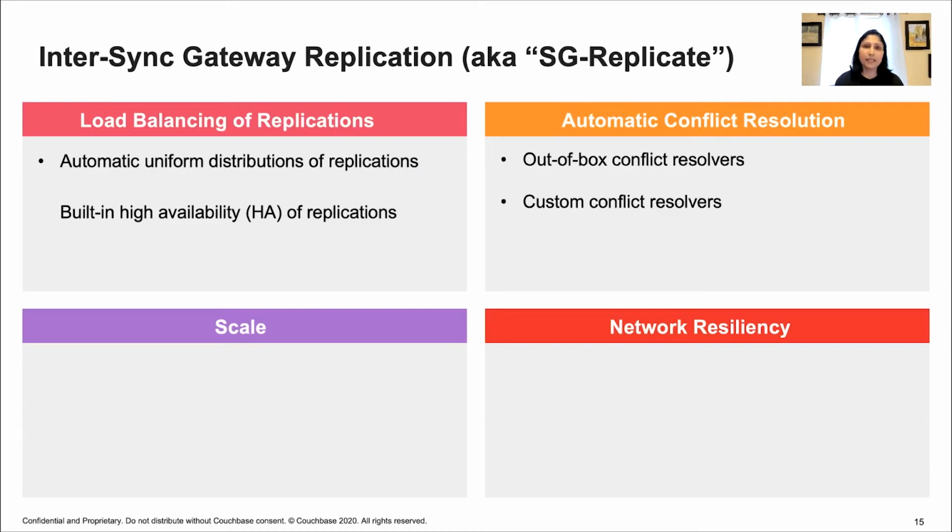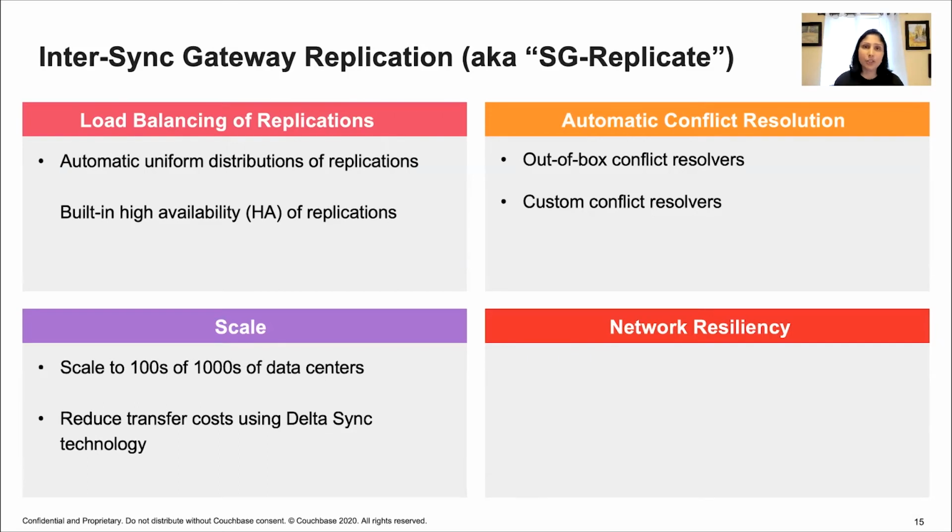There's a built-in mechanism to handle data conflicts. Data conflicts arise when syncing a document that is updated concurrently on both the replicating endpoints. Here, Sync Gateway automatically resolves conflicts, or applications can define their own custom conflict resolver functions. The protocol can scale to sync to hundreds of thousands of edge clusters. In order to optimize bandwidth usage, we have delta sync technology that ensures that just the parts of the document that have changed are synchronized.